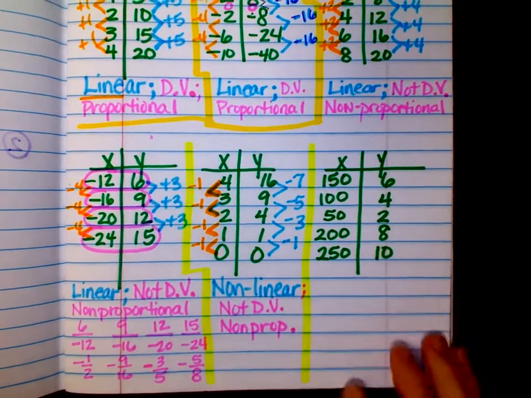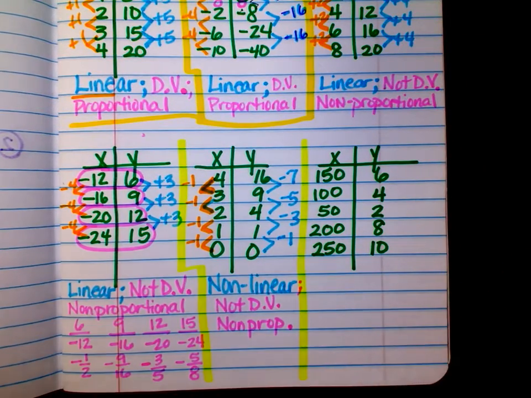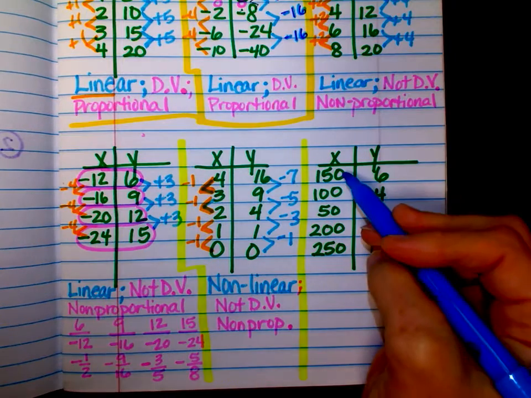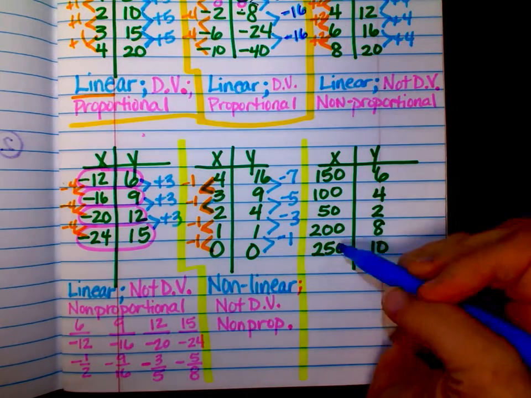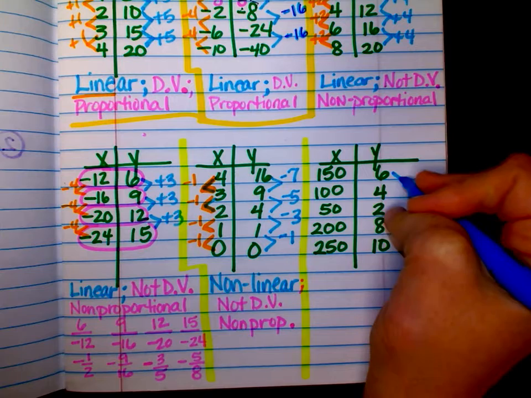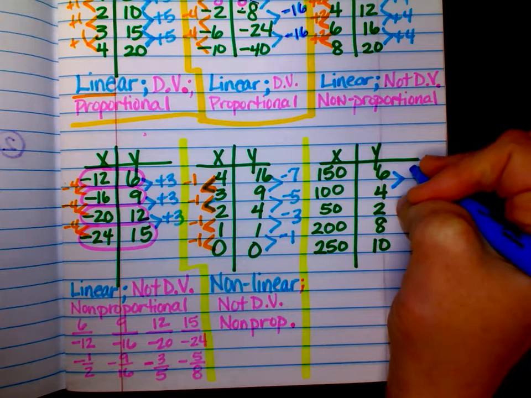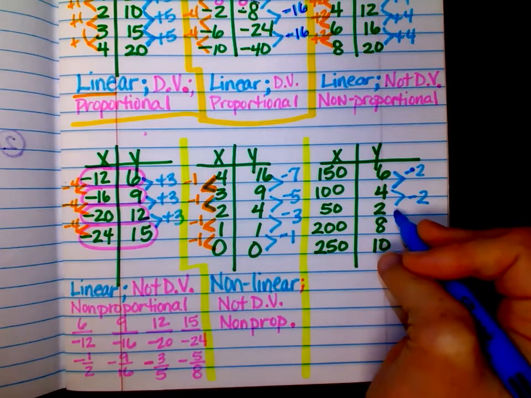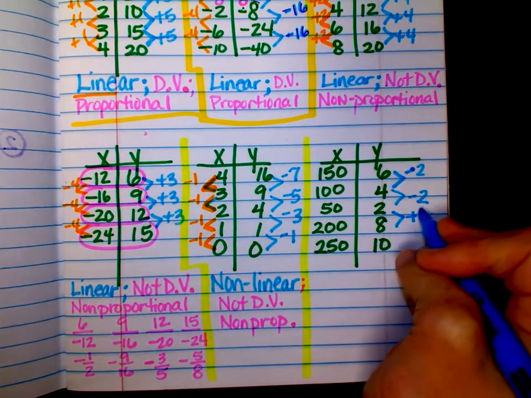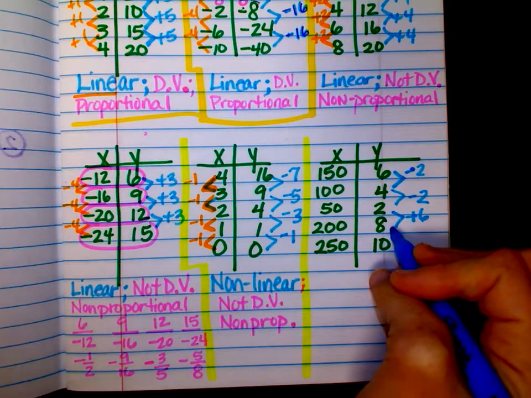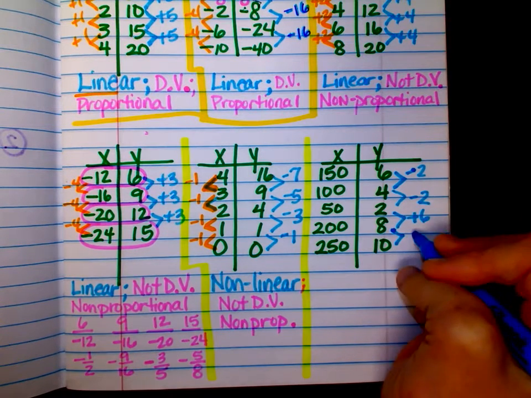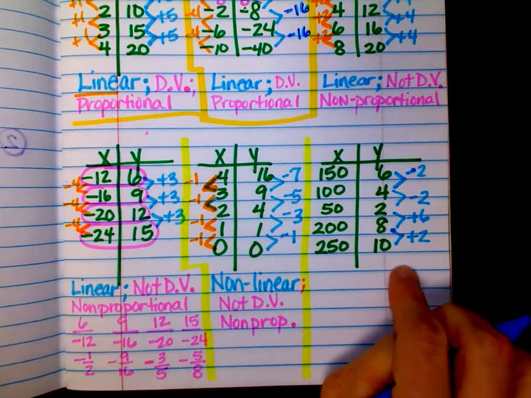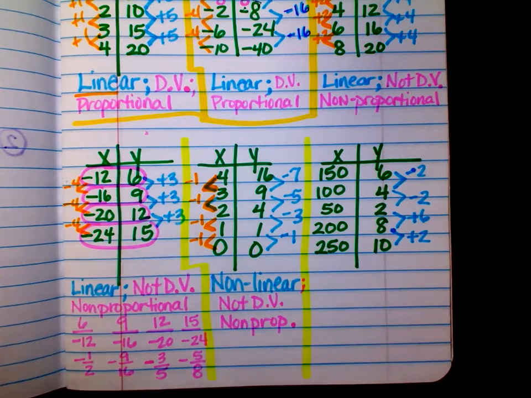Okay, and then we have one more situation right over here that we're going to take a look at. Now this one looks a little different because it looks like our table goes down and then back up. It's kind of moving around here, but that's okay. We can see here that our rate of change is going to be dropping 2, and then we notice right here it goes up 6, and then up 2.